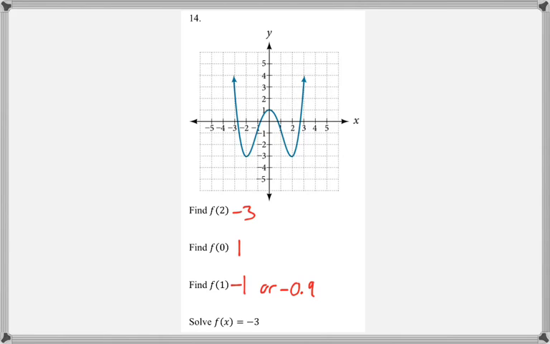And then lastly is solve f of x is equal to -3. So for these, they're giving us the y value. The y value is -3. They want to know what x values you need to plug in to achieve -3 as a y value. So if you draw a line at -3, what are the x values where it hits that?